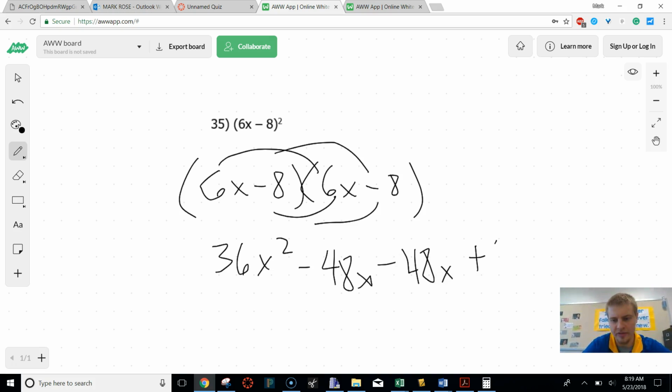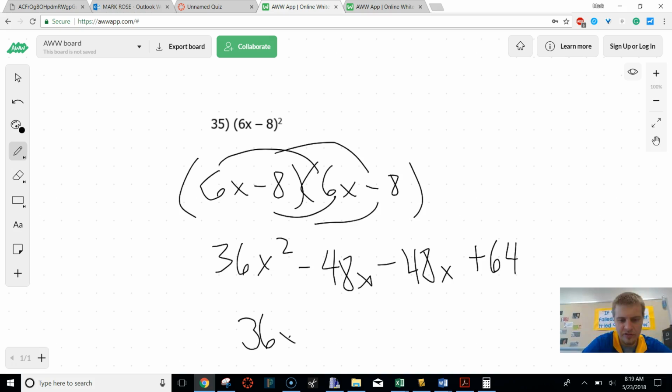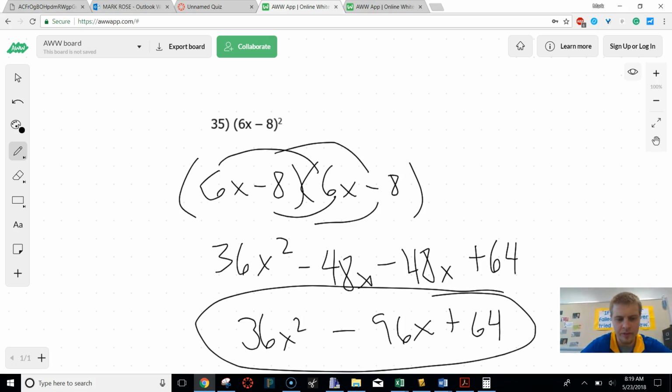And this would be plus 64. That's going to give me 36x squared minus 96x plus 64. And that would be my final answer. Let's try the last problem.